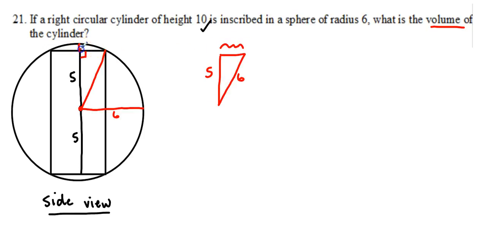And so because of that, we can use Pythagorean theorem. Because of that, we can find the radius of the base of the cylinder, and therefore find the volume of the cylinder. All right, so let's go ahead and go through and do that. We've got 6 squared minus 5 squared, the square root of that.